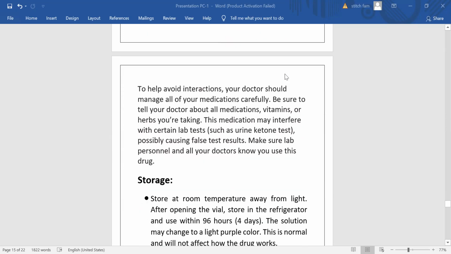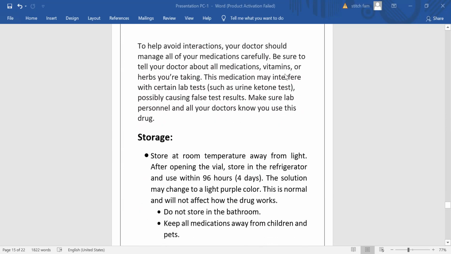To help avoid interactions, your doctor should manage all of your medications carefully. Be sure to tell your doctor about all medications, vitamins or herbs you are taking. This medication may interfere with certain lab tests such as the urine ketone test, possibly causing false test results. Make sure lab personnel and all your doctors know you use this drug.